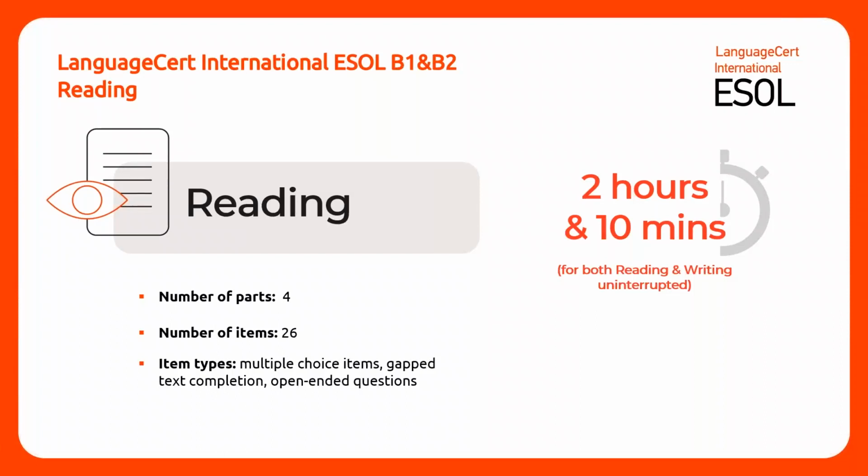The reading component of the LanguageCert International ESOL exam at both B1 and B2 level consists of 4 parts, and there are 26 items in total. 3 different item types are used to assess the candidate's reading skills: multiple choice, gapped text completion, and open-ended questions. Please note that the duration of the reading and writing exams is 2 hours and 10 minutes, and that there is no break in between.